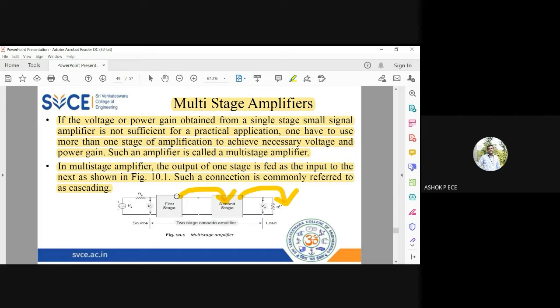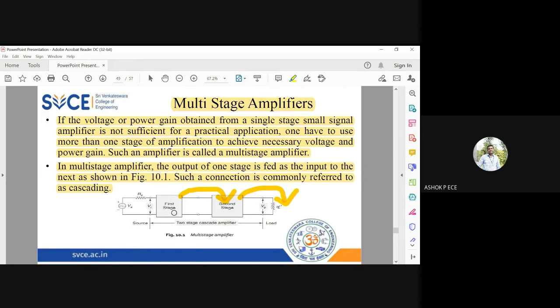There is no specific rule that you have to use two amplifiers or three amplifiers. It is based on your requirement. For my application, I need so much amount of gain. What is the amount of gain provided by one amplifier? Is it sufficient or not? If it is sufficient, then stop with that. If it is not sufficient, then see how many amplifiers are required for cascading. That many amplifiers you connect, and then you get the required amount of voltage gain or power gain. When you use more than one amplifier, it is called a multi-stage amplifier. Even if you use two amplifiers, it is called a multi-stage amplifier.